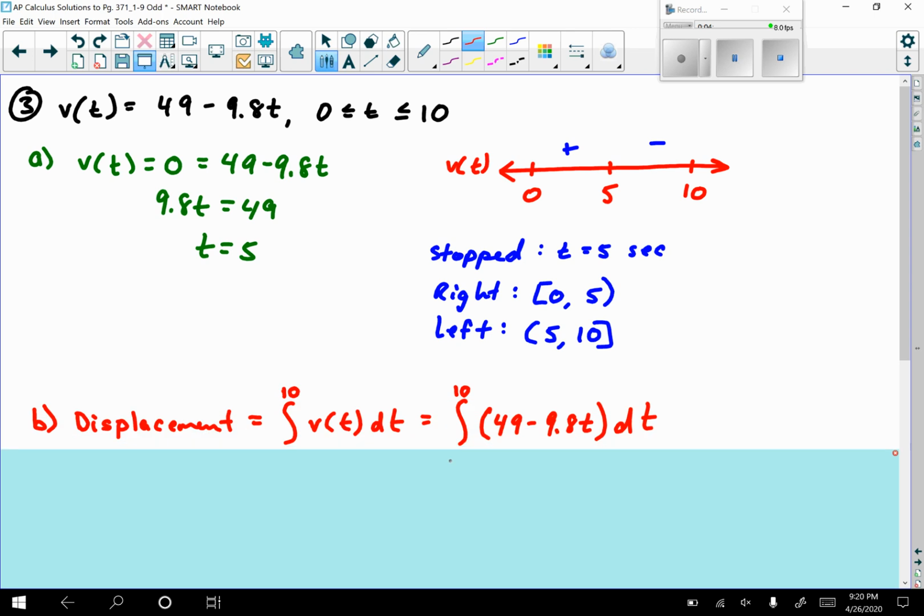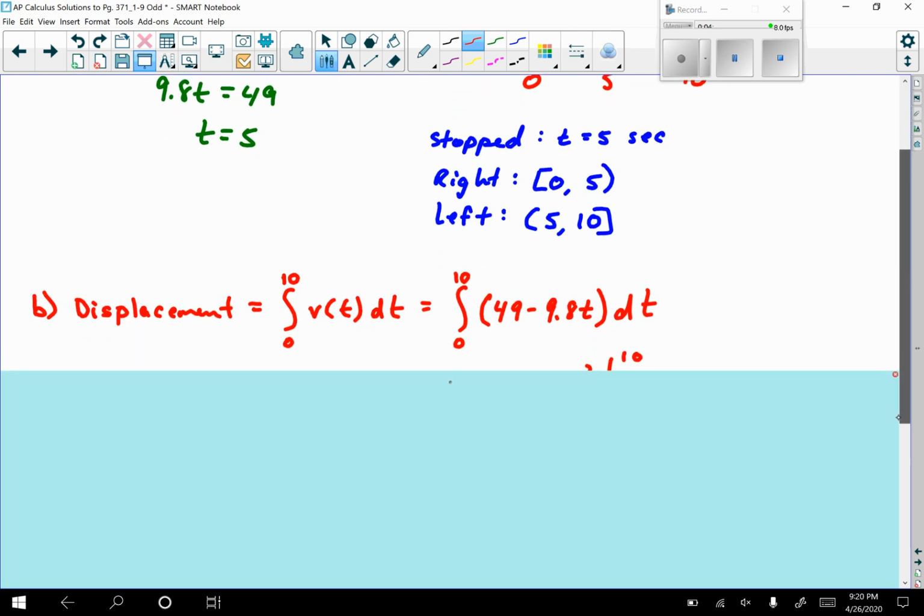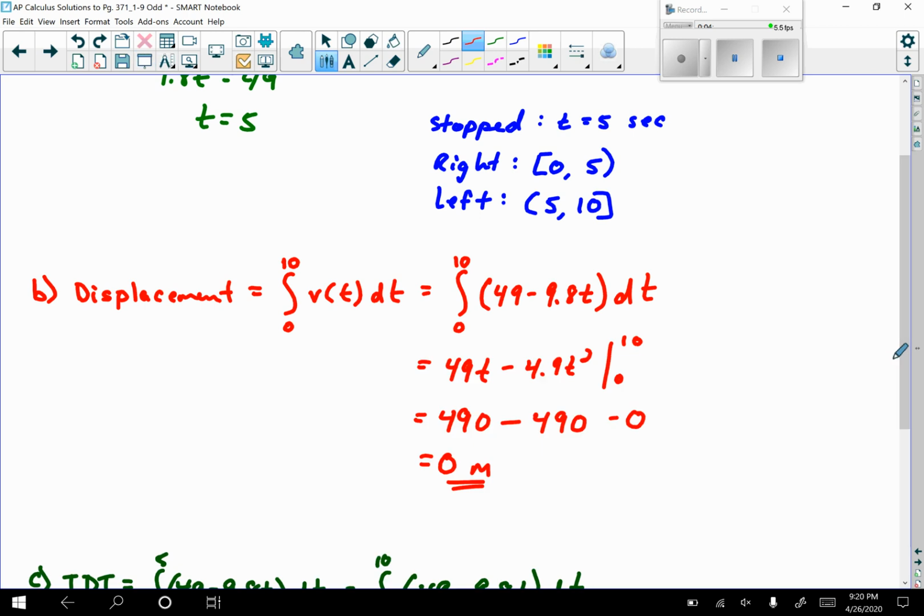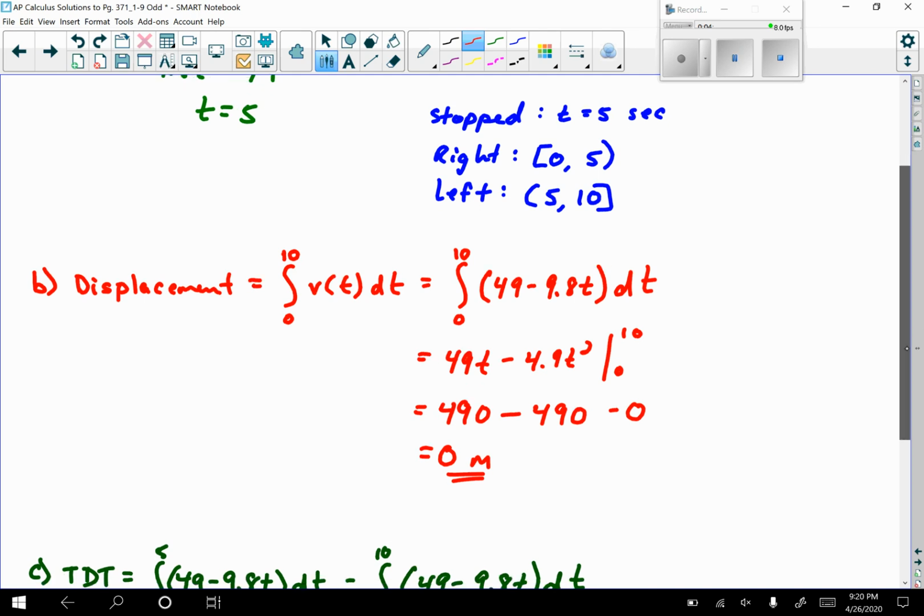The displacement is going to be the integral from 0 to 10 of the velocity function. So just taking the antiderivative, we get 49t minus 9.8 t squared over 2, so 9.8 divided by 2 is 4.9, and then just evaluating at t equals 10, we'll get 490 minus 490, then minus the 0, really 0 minus 0. So another displacement where the particle ended up exactly where it began.